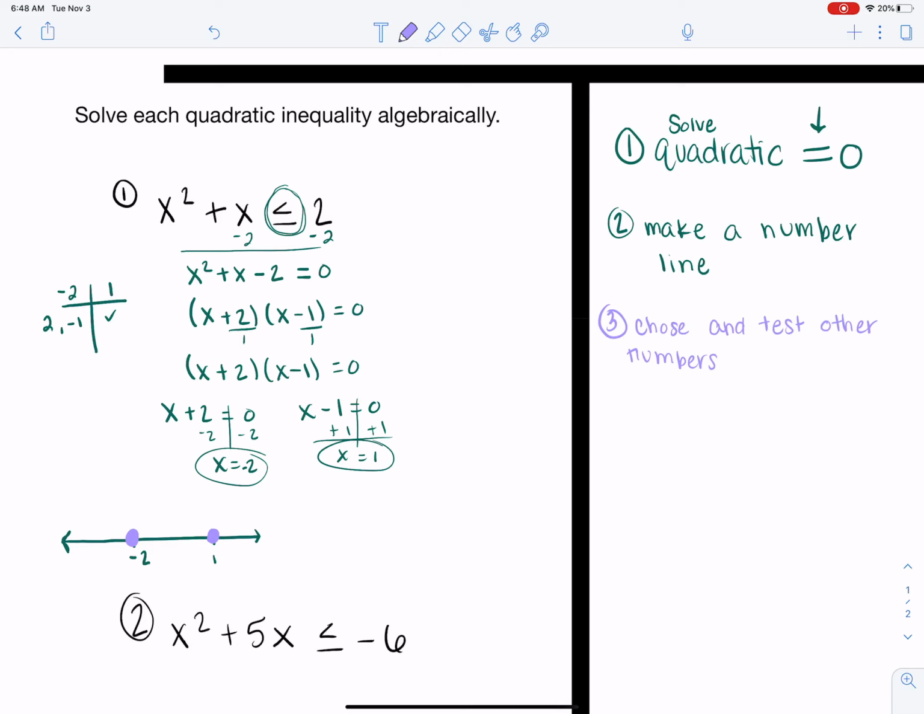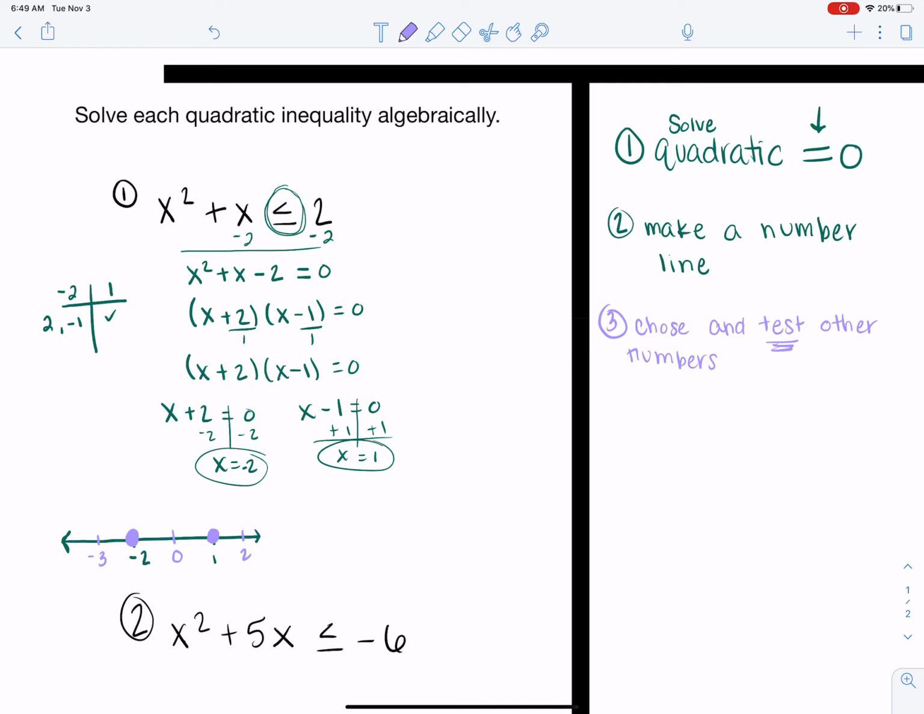So if I choose a number between -2 and 1, 0 is an easy number to pick. It doesn't matter how close you are to either of the numbers, it just matters that it falls in that spot on the number line. A number bigger than 1, let's use 2. A number smaller than -2, let's use -3. Now you're going to test these in the original inequality.